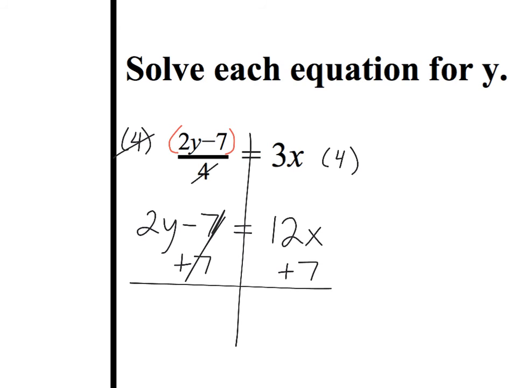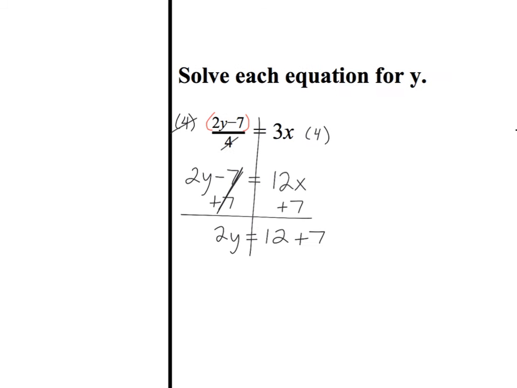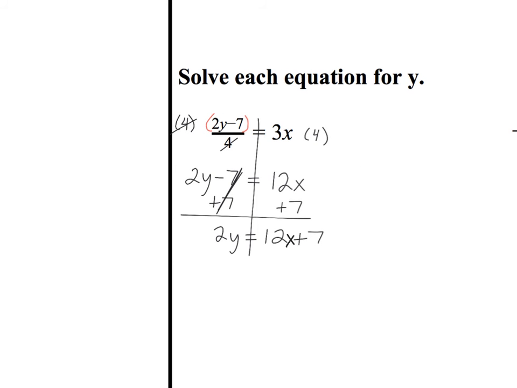So if we add 7, it cancels. So it's 12x. And those are not like terms, so we have to write them separately. It should be 12x, sorry. 12x plus 7. Pretend like on the right side you just have a number. Emily, what do I do next? Yeah. Divide everything by 2.